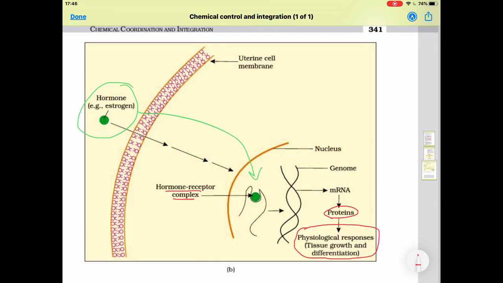In case of steroid hormones, the hormone enters directly into the nucleus, combines with the DNA and brings the physiological change in the cell. So in this way, these two hormones act in our cells.